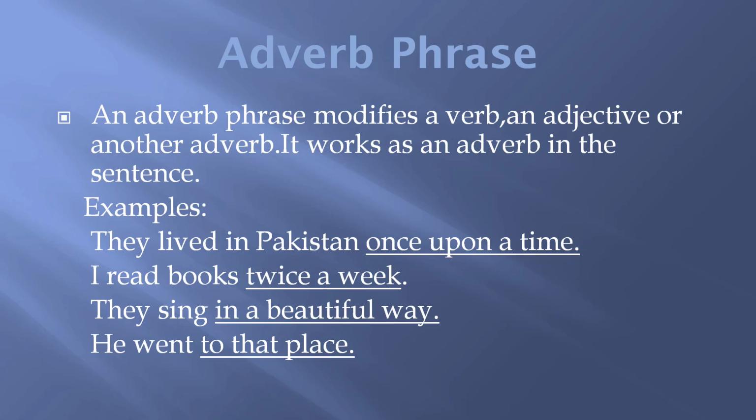For example, they lived in Pakistan once upon a time. Here, once upon a time refers to time, so this is an adverb phrase of time. I read books twice a week. Here, twice a week refers to how often an action takes place, so this is an adverb phrase of frequency. They sing in a beautiful way. In a beautiful way is an adverb phrase of manner. They went to that place. To that place is an adverb phrase of place.